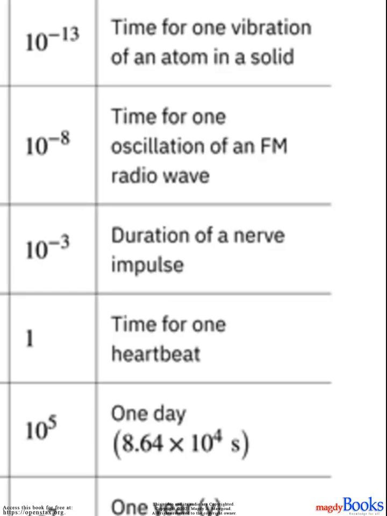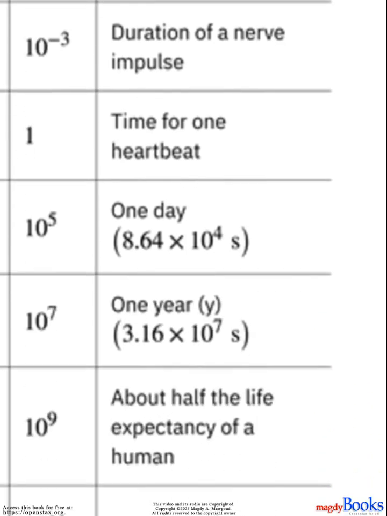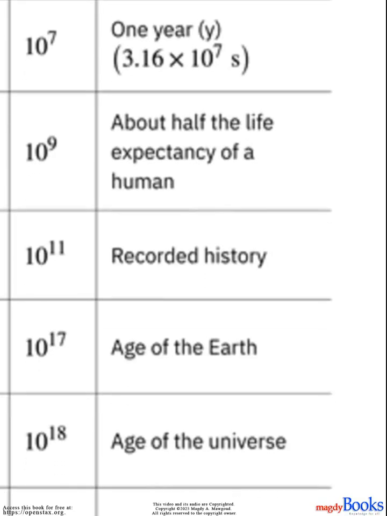6. 10 to the power of negative 3, duration of a nerve impulse. 7. 1. Time for one heartbeat. 8. 10 to the power of 5, 1 day, 8.64 multiplied by 10 to the power of 4 second. 9. 10 to the power of 7, 1 year, 3.16 multiplied by 10 to the power of 7 second. 10. 10 to the power of 9, about half the life expectancy of a human.